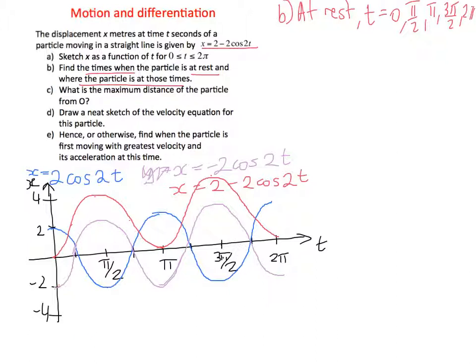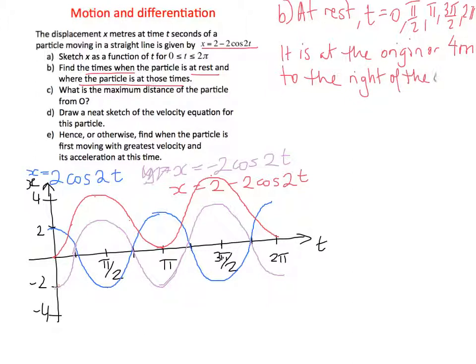And it is at the origin or 4 meters to the right of the origin. Okay, part C. What is the maximum distance of the particle from O? Well, you can see we kind of answered that in B. You can see the maximum distance is 4 meters to the right of the origin.